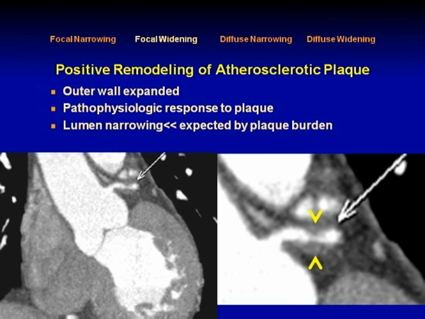Positive remodeling of atherosclerotic plaque, on the other hand, is something that you will commonly see. What happens is that the outer wall of the vessel expands in the presence of plaque. So here, a lesion in the proximal left main coronary artery, you can see that the outer wall is expanding. It does cause some luminal narrowing, but this outer wall expansion is a sign of positive remodeling.